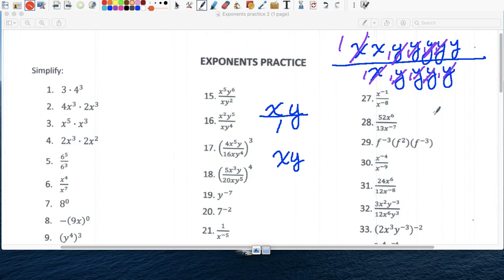So if you look at it, on the top you have 1 times x times y, or just xy. And at the bottom you have 1 times 1 times 1 times 1 times 1, which is just 1, or better yet, we can just write it as xy. Okay, and that was your assignment for tonight.